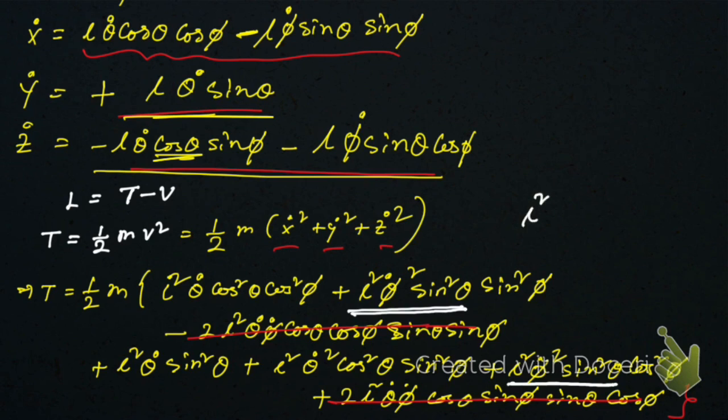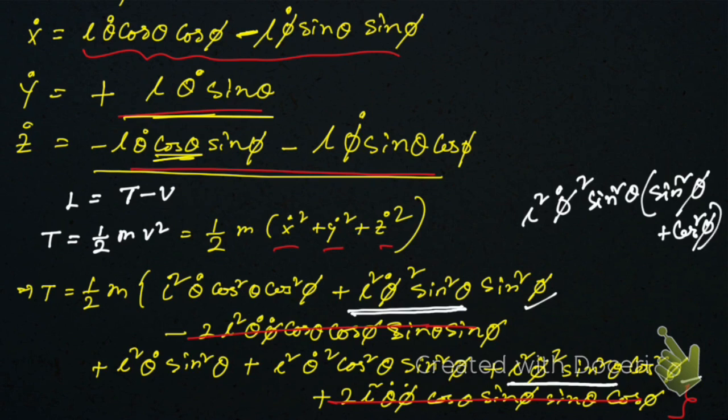Then you will get L square phi dot square sin square theta on taking sin square theta common. Within the bracket you will get sin square phi plus cos square phi. That's going to give you 1. So at the end, from these two terms you will get L square phi dot square sin square theta. That's what you will get, right?